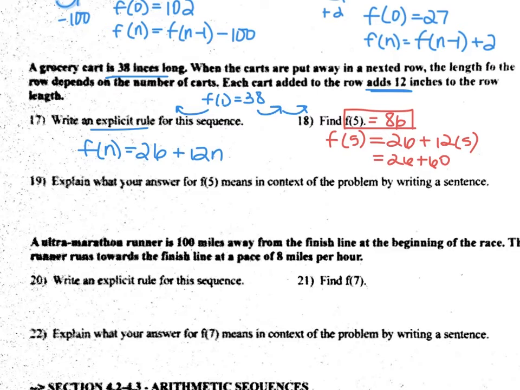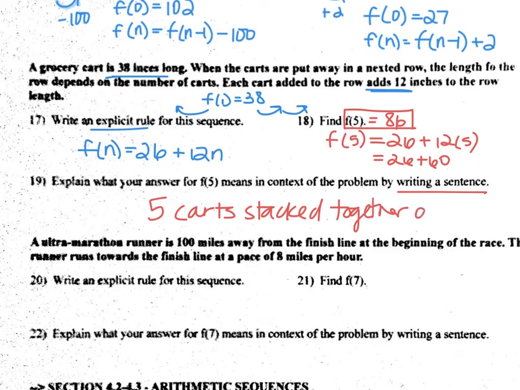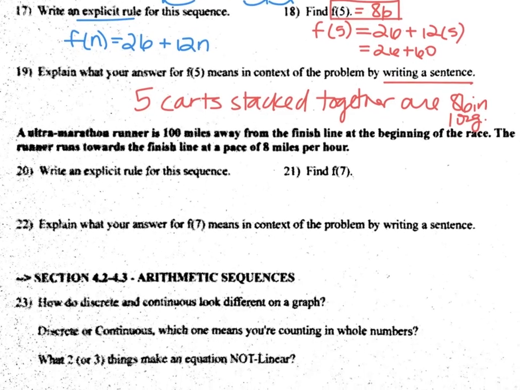And then 19, it wants you to write a sentence explaining what that means. And what that means, the 5, so that means 5 carts stacked together are 86 inches long. All right, so make sure that you have a sentence that explains what the 5 represents and what the 86 stands for. Okay, the next question is very, very similar.